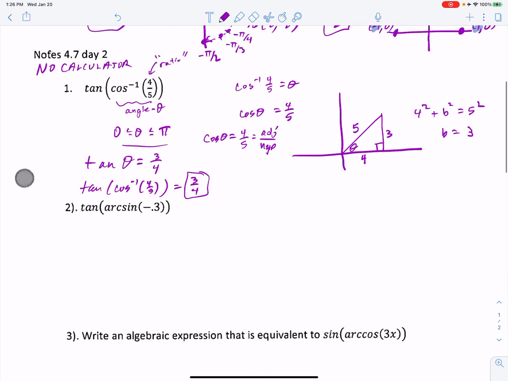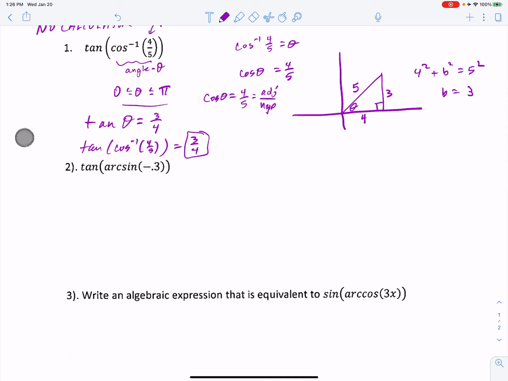All right. In number 2, again, this is no calculator. And when you see arc sine, that's the same as inverse sine, that expression is an angle. And that angle, if it's inverse sine, has to be between negative pi halves and pi halves, because that's the restriction on inverse sine. And so if the arc sine of negative 0.3 is my theta, that means the sine of theta must be the ratio.